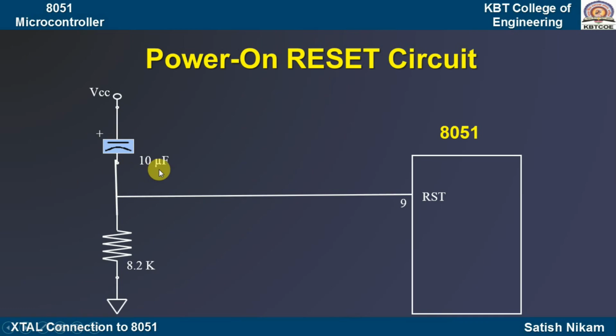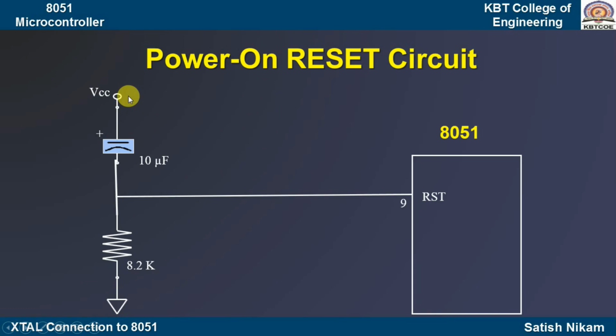This is a capacitor, 10 microfarad. This is a resistor, 8.2 kilo. I don't want the exact current flow and all that part. The significance I want, and this resistor, one end of this resistor is connected to the ground. This is my VCC 5 volt which I have connected.